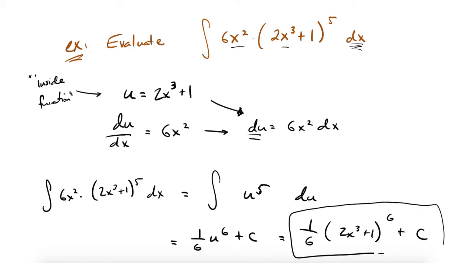And you can check that if you take the derivative of this, this is what you will get, right? You'll take down the 6 to take the derivative, which will cancel that 1/6. You'll then have (2x cubed plus 1) to the fifth, but then you'll have to multiply by the derivative of the inside function, which would give you that 6x squared, and of course your c would disappear when you're taking the derivative.